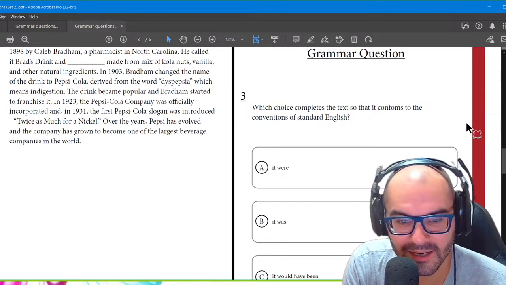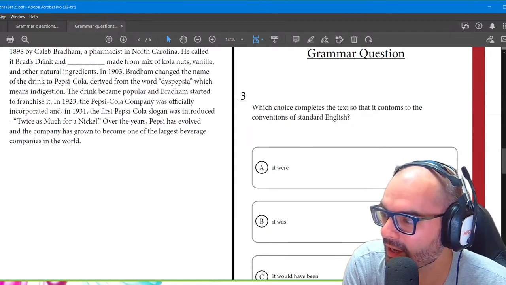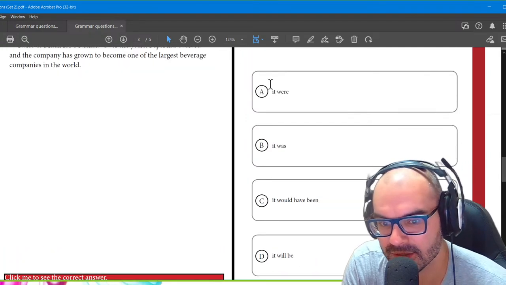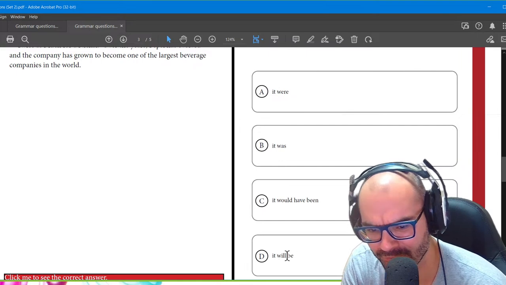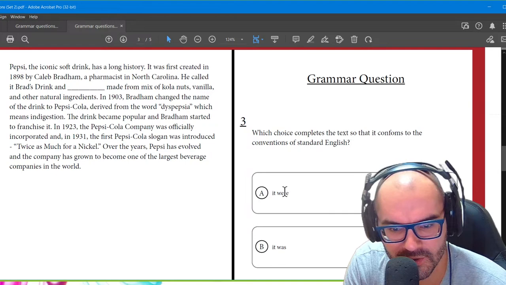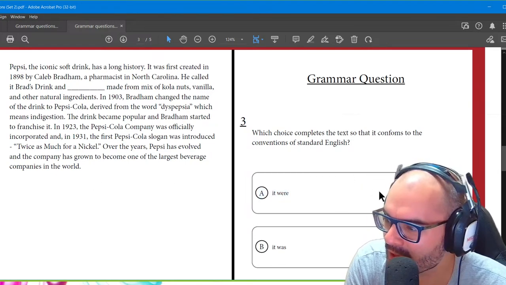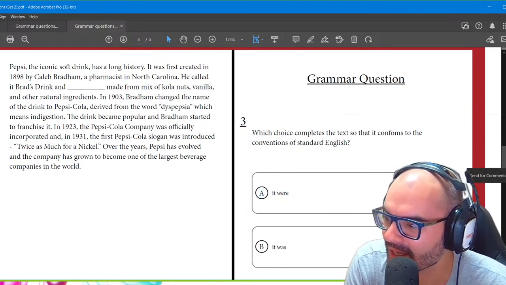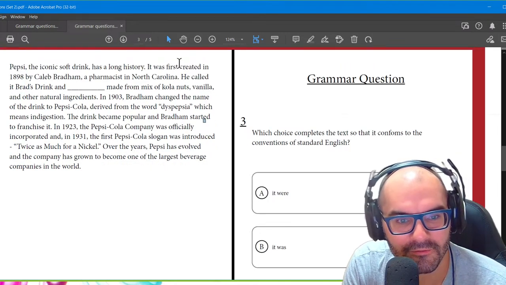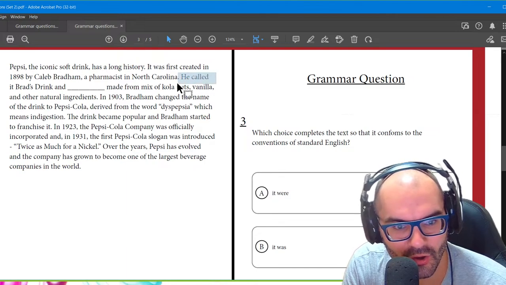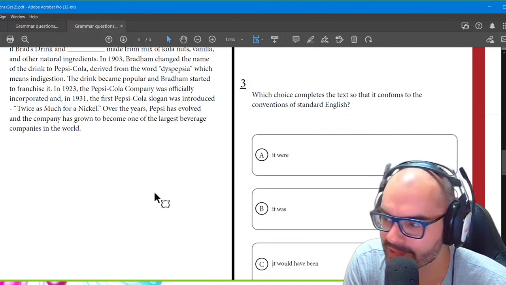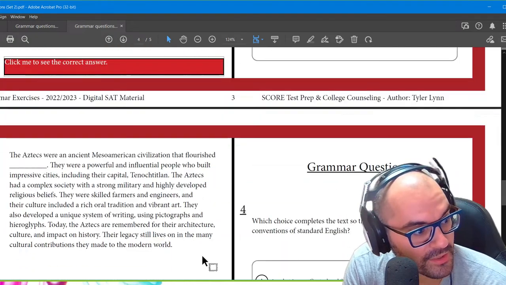All right. Again, number three, pretty straightforward, I think. We're just looking to choose the right tense in this case, whether we should go past or maybe future, and then making sure it matches. Like, it were is not correct unless it's a hypothetical. So I don't think that's the right answer. Looks like it was. And yeah, we have past simple tense here. He called. And so if he called it, then I would say it was. Simple as that.